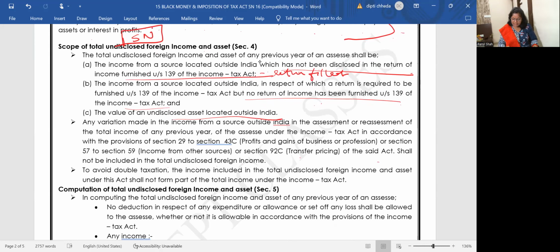To avoid double taxation, income included in total undisclosed income and asset shall not form part of the total income under the Income Tax Act. This is logically clear. Write here: these provisions will not apply. These provisions will not apply. Okay.